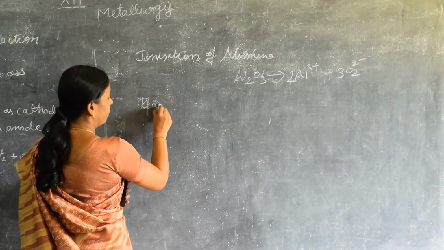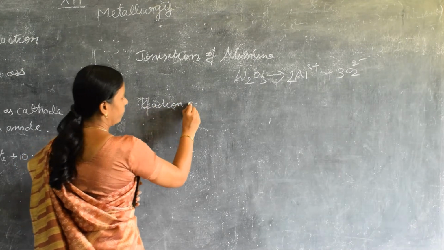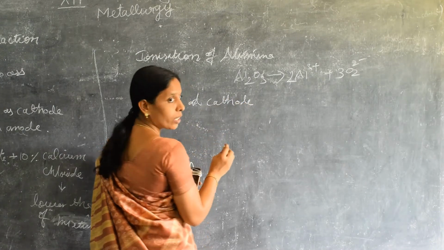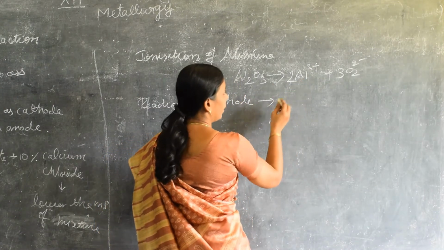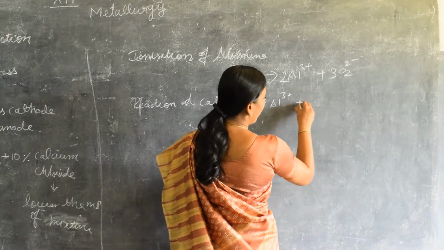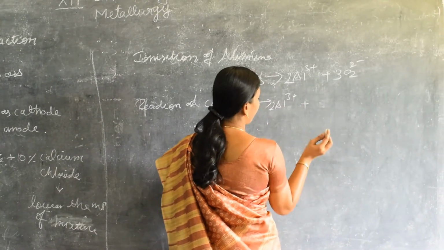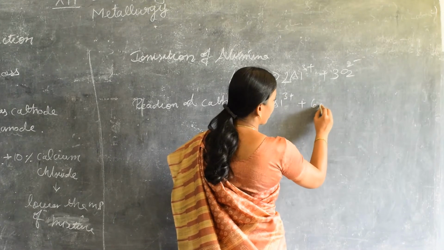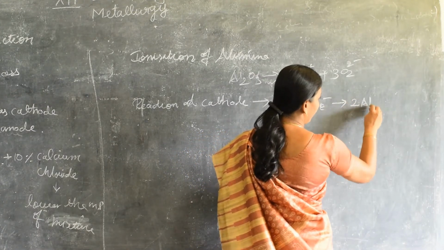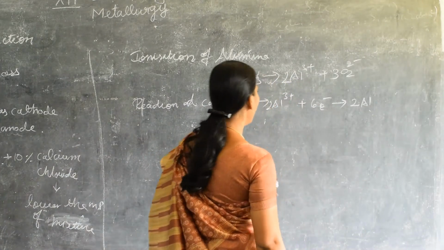Reaction at the cathode: 2 Al3+ plus 6 electrons. So 6 electrons are consumed to form aluminum metal, pure aluminum metal.